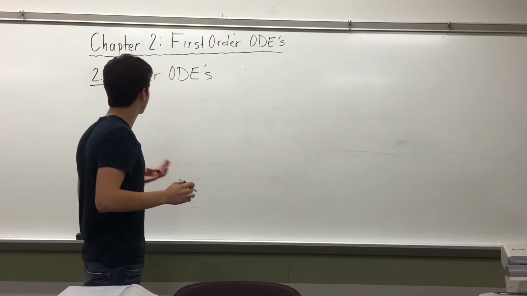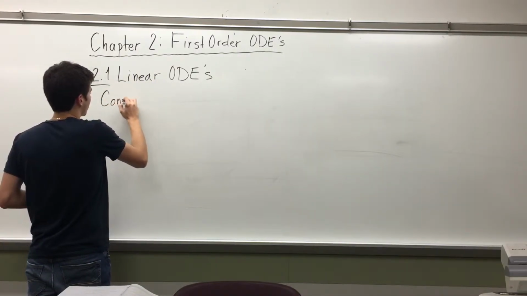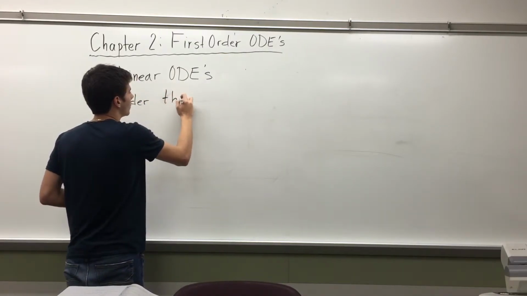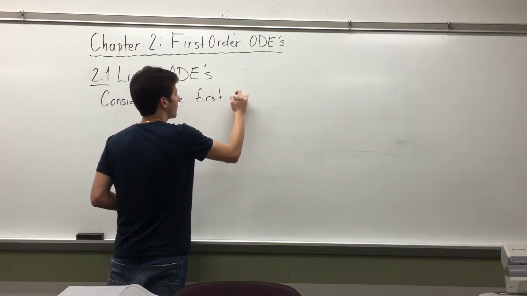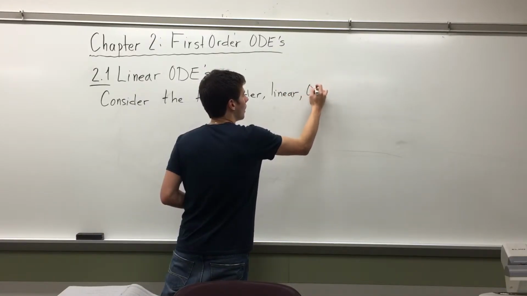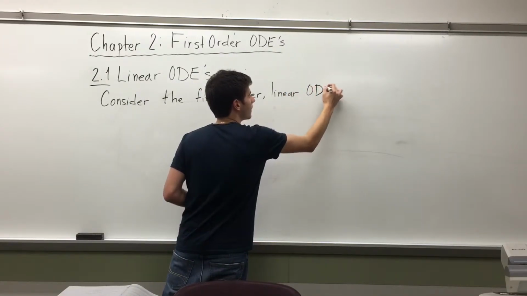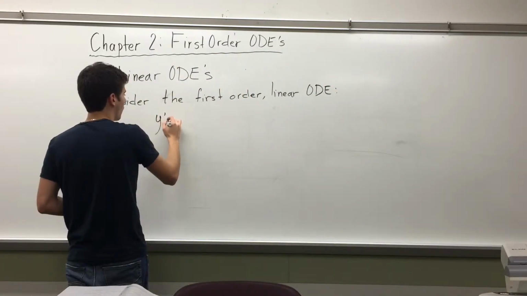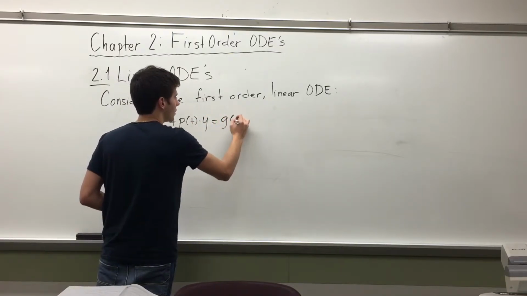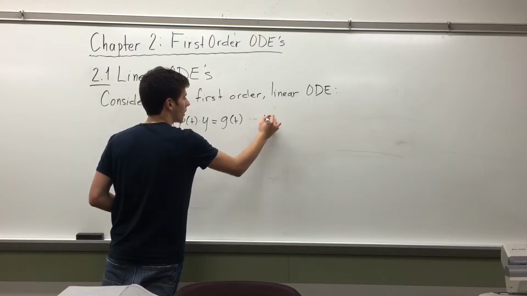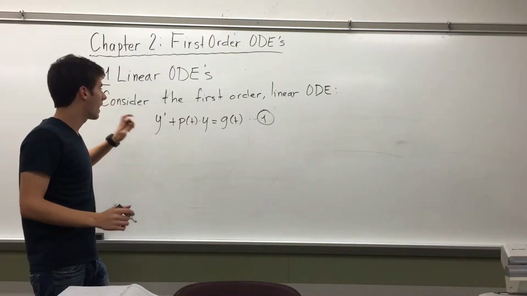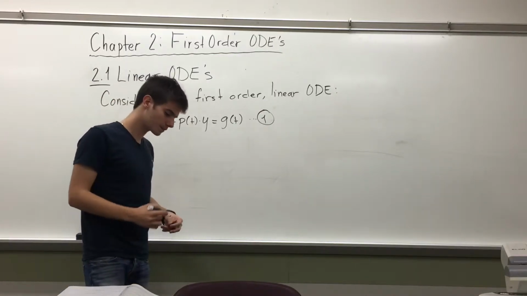So let's start by saying, consider the first order linear ODE y prime plus p of t times y equals g of t. We're going to call this equation 1. So let's consider this first order linear ODE. How do we find its solution?